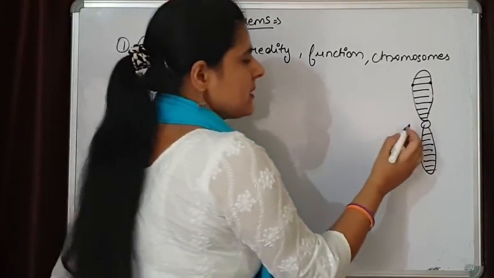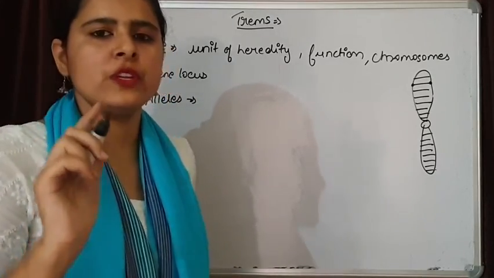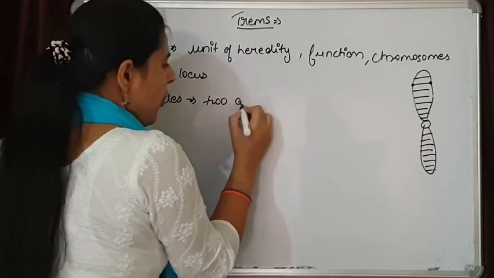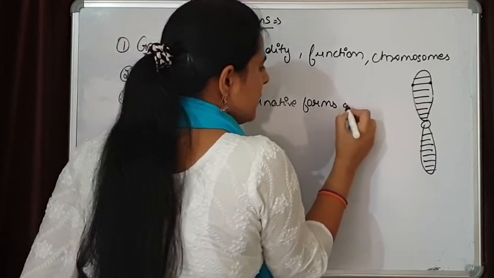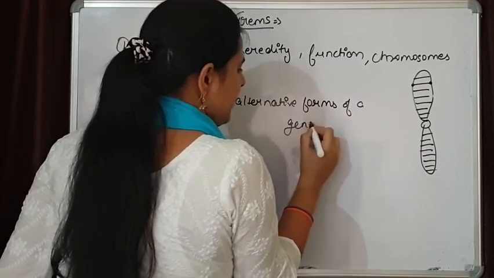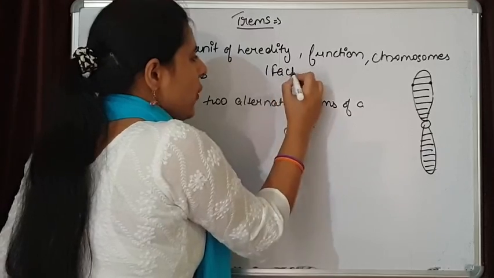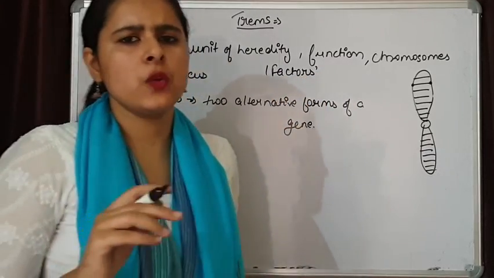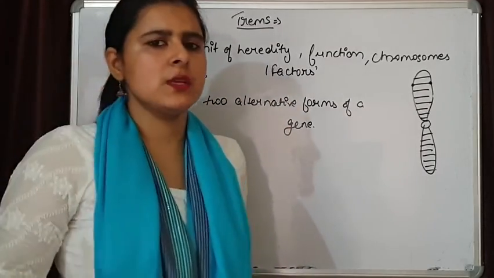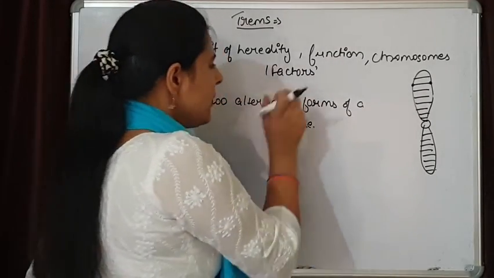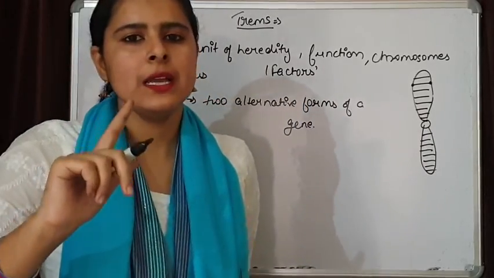What are alleles? Alleles are basically two alternative forms of a gene. See what a gene is. Up to here we were talking about factors, that a pair of factors is going to control a character. These are equivalent to genes. So factors simply means genes. Now a pair of factors was controlling, that simply means a pair of genes was controlling a character.